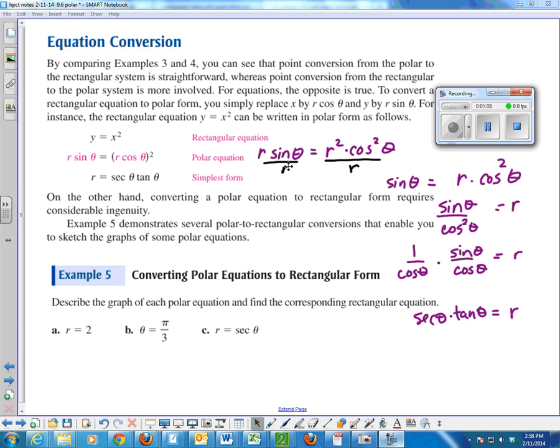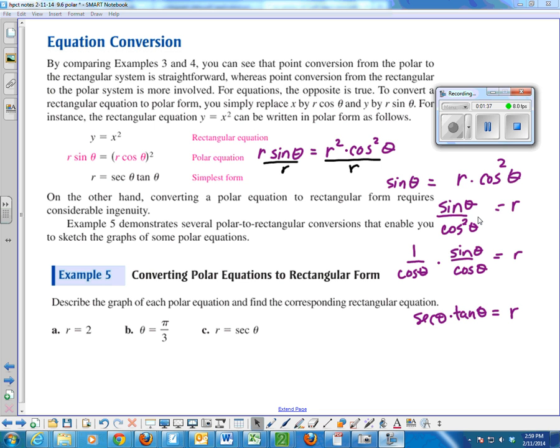Now in black, I've decided I'm going to divide both sides by r. That way that gets rid of the r here. And we get sine theta equals r squared over r is r, and then cosine squared theta is here. Again, trying to isolate the r, so I'm going to divide both sides by cosine squared. So then I have r equals sine over cosine squared.